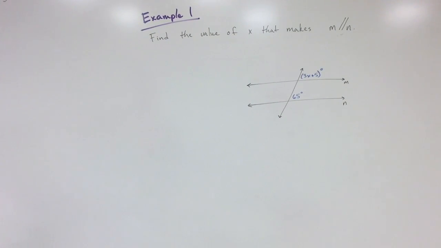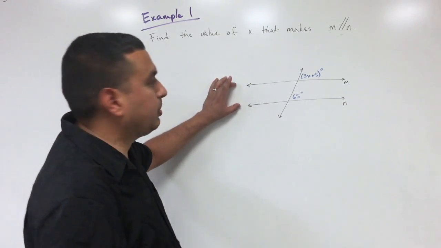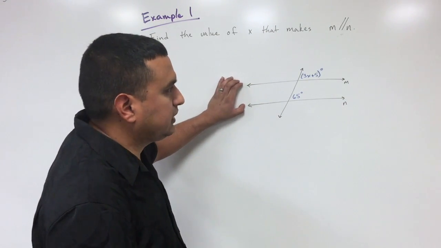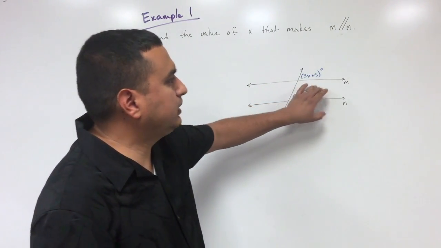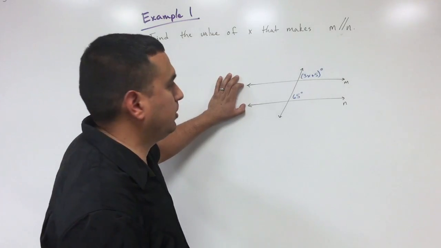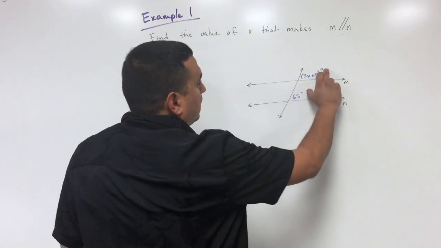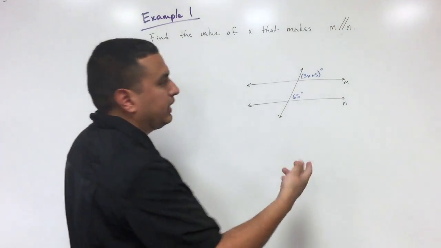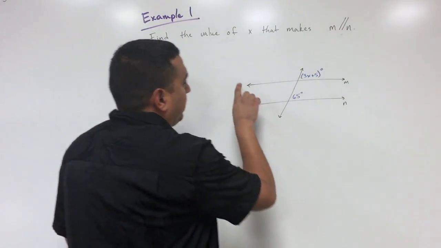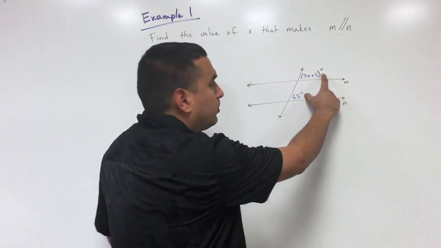Example 1 says find the value of x that makes line M parallel to line N. On this lesson, we're not told that these lines are parallel, but we want to say what value of x I need so that I can conclude that these two lines are in fact parallel. Looking at these two angles, these would be corresponding angles, and if I want these two lines to be parallel, that means these two angles have to be congruent.